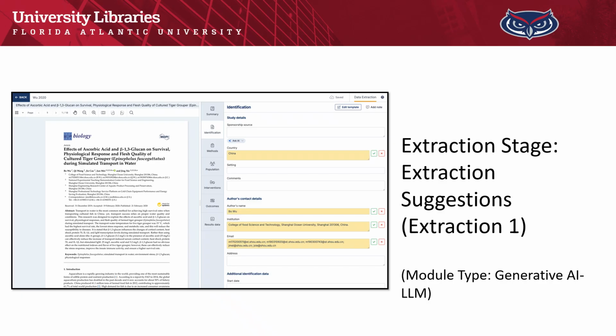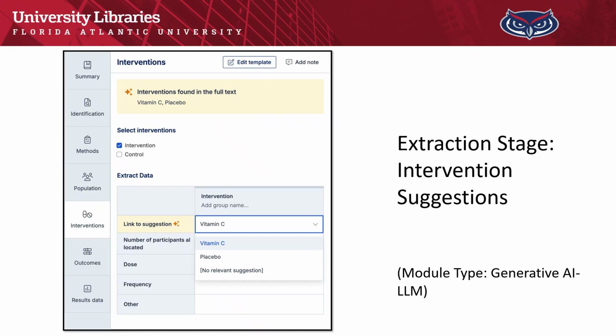And finally, intervention suggestions. Covidence uses advanced large language models to accurately identify and extract intervention groups or arms from a study's full text. The link to suggestions field enables you to connect these automatically extracted intervention groups with the template-defined interventions in the extraction form. Select the suggestion that is most relevant to the intervention you have selected from your template. So for this example screenshot, you see vitamin C.